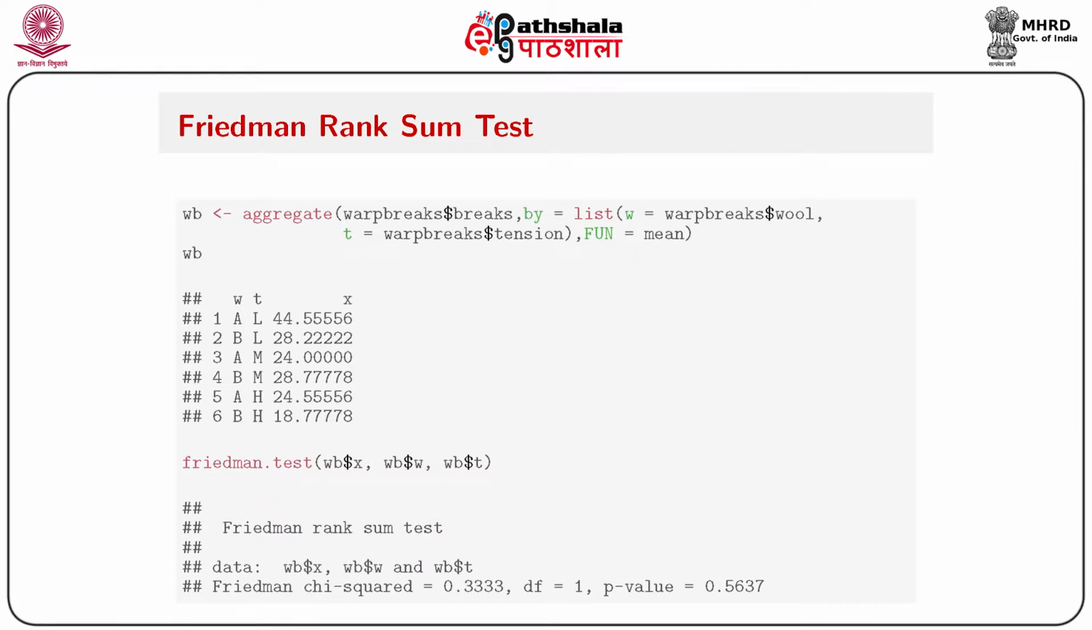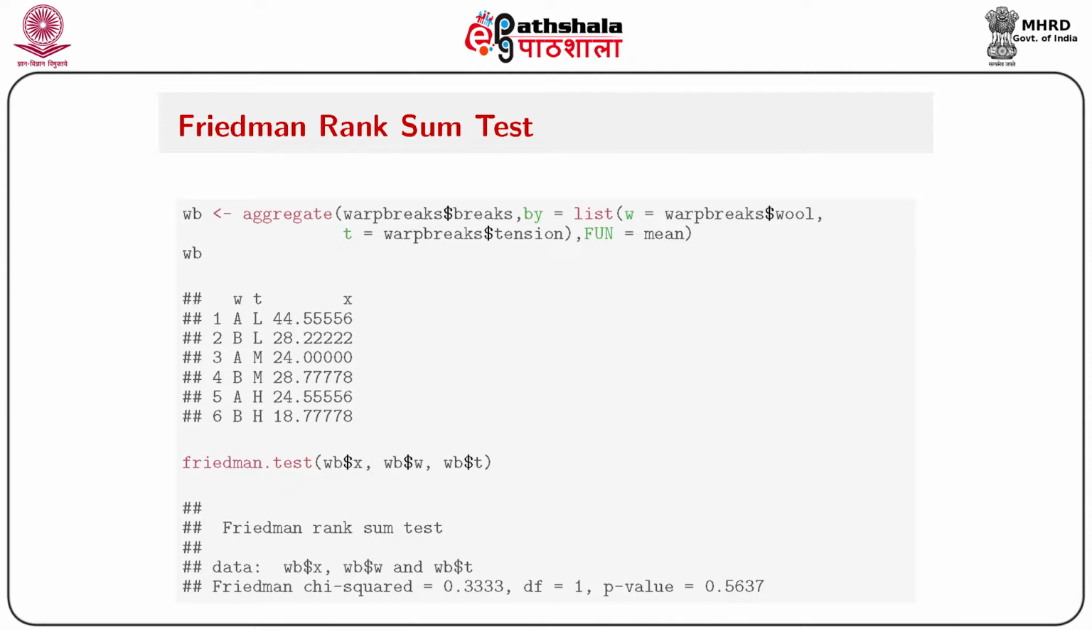The second way that we can write WB equals aggregate, with another example. This is the warpbreaks data, that we aggregate by a list. That means this variable would be aggregated by two factors, one is wool, another factor is tension, with the function equal to mean. This way the WB data would display like this.